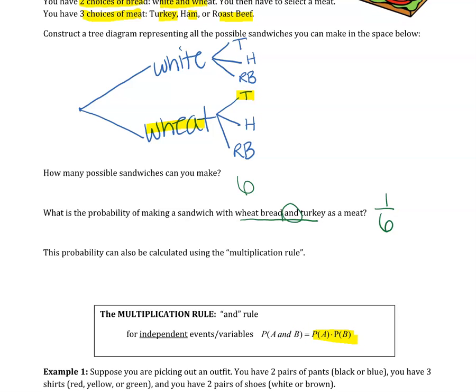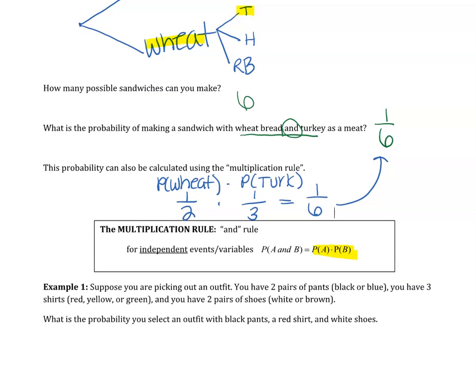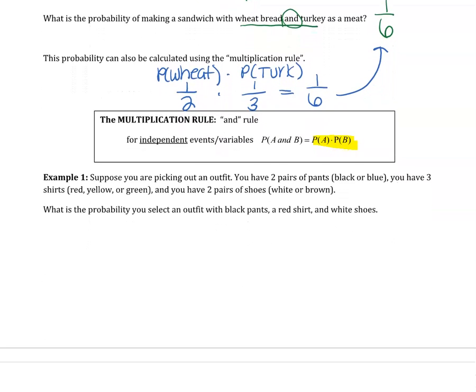So let's start with thinking about probability of selecting wheat. You had a 1 out of 2 chance of picking wheat. What was the probability of picking turkey? Well, you had 3 choices of meat and turkey was one of them. If you multiply 1/2 by 1/3, that is 1/6, which matches exactly the same thing I got from the tree diagram. So the point of this multiplication rule is it makes computing these more quick because I don't have to draw an entire tree diagram to do this.